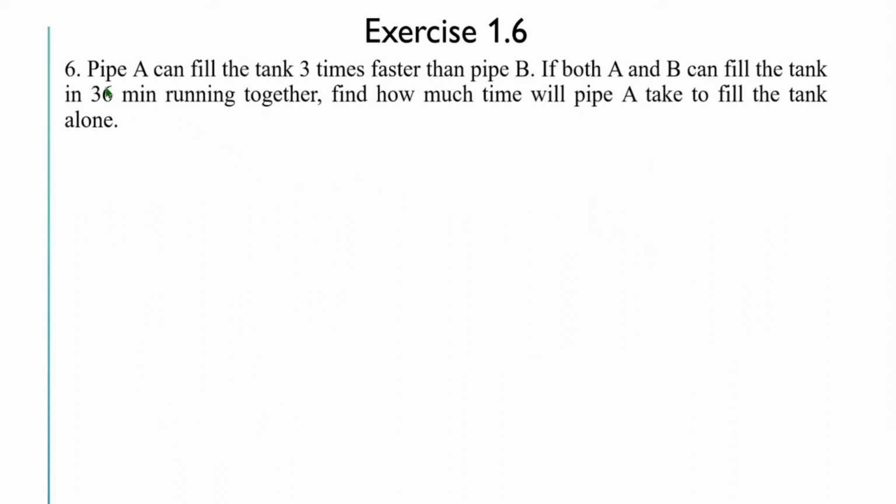The next question is, pipe A can fill the tank 3 times faster than pipe B. If both A and B can fill the tank in 36 minutes running together, find how much time pipe A will take to fill the tank alone. So here they have given pipe A can fill the tank 3 times faster than pipe B. And they have given if both A and B can fill the tank in 36 minutes running together, we have to find the time in which pipe A can fill the tank alone.